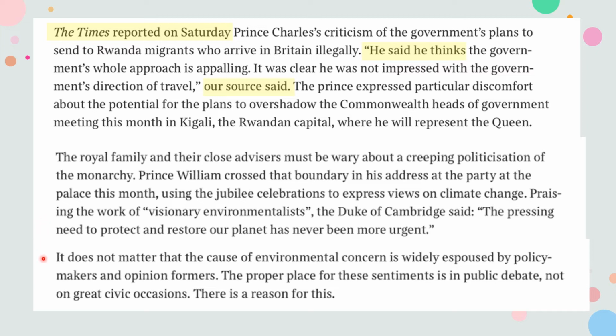It does not matter that the cause of environmental concern is widely espoused by policymakers and opinion formers. The proper place for these sentiments is in public debate, not on great civic occasions. There is reason for this."